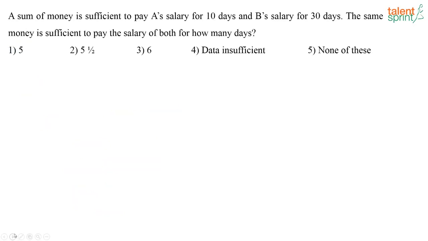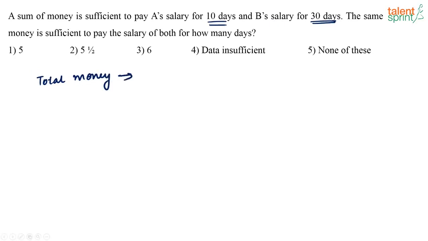A sum of money is sufficient to pay A's salary for 10 days and B's salary for 30 days. The same money is sufficient to pay the salary of both for how many days? So what is given here? A sum of money is sufficient to pay A's salary for 10 days and B's salary for 30 days. So let us take the money to be some value which is a multiple of 10 and 30. Let us assume that the total money that is there is 300.